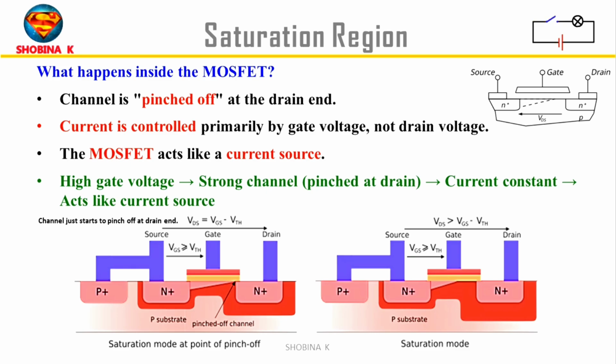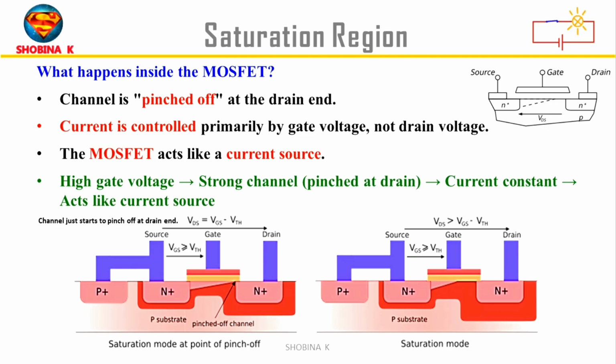The channel is pinched off at the drain end. This means the channel formed between source and drain is constricted or pinched off near the drain terminal. So this means the path inside the MOSFET where the current flows gets very narrow near the drain side. It is like squeezing the water pipe near the end. So the flow is controlled there. And next, current is controlled mainly by the gate voltage, not the drain voltage. Once the path is pinched off, the amount of current flowing depends mostly on the voltage at gate, not at the voltage at drain. So changing drain voltage doesn't change the current much.